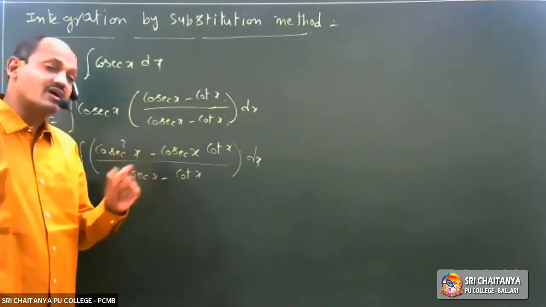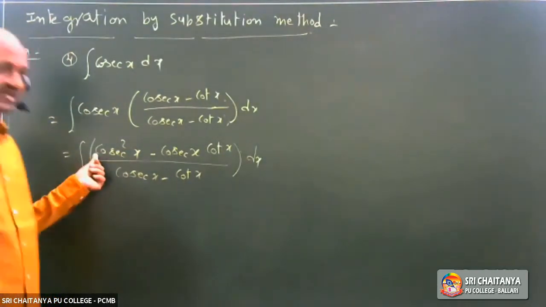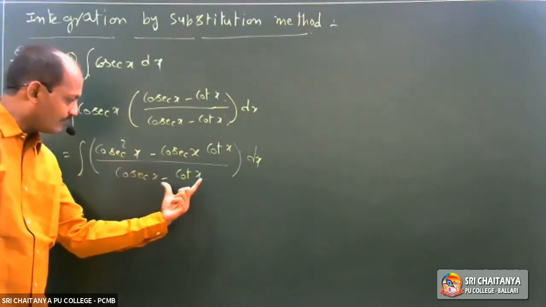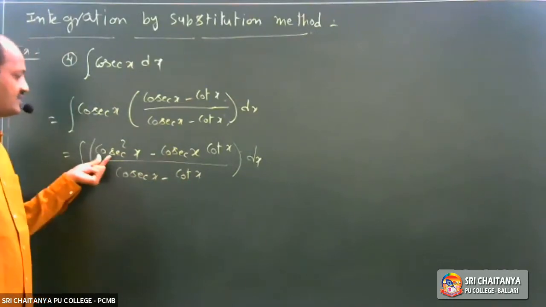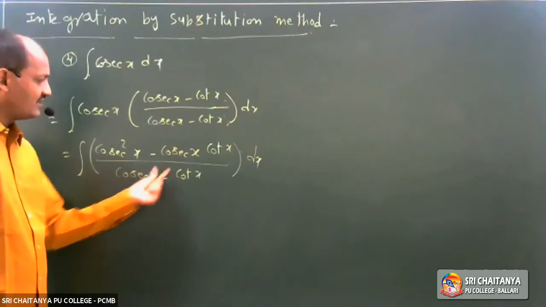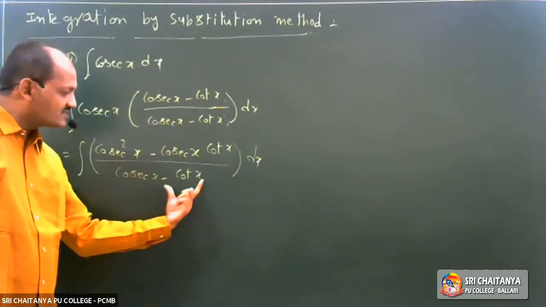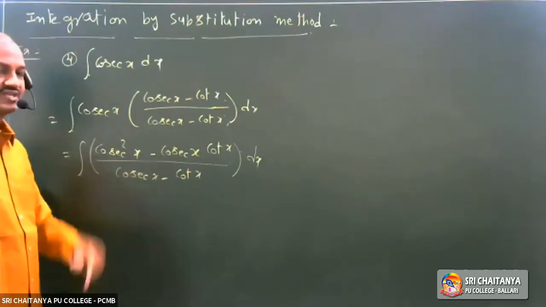What about the derivative of cot x? The derivative of cot is equal to minus cosecant square. But here the derivative of minus cot x is a plus cosecant square. So the derivative of cosecant x minus cot x is minus cosecant x into cot x plus cosecant square.